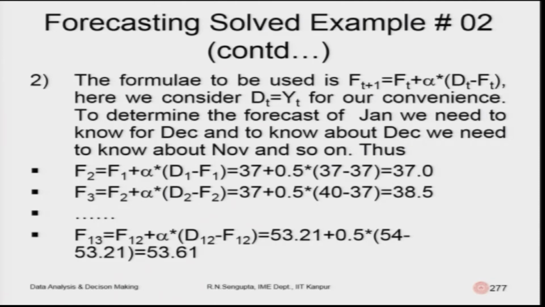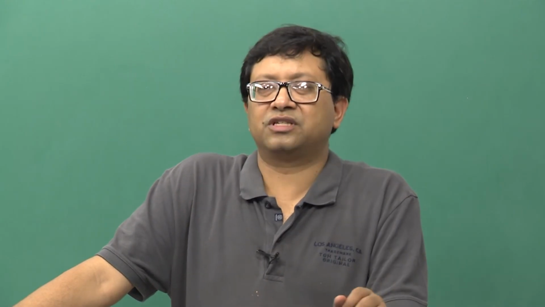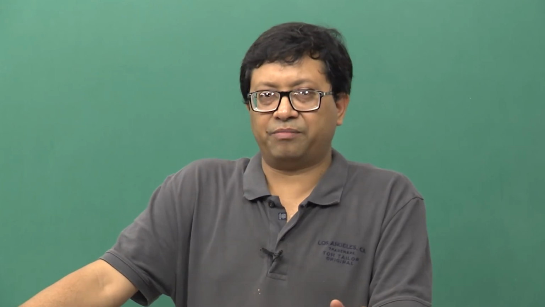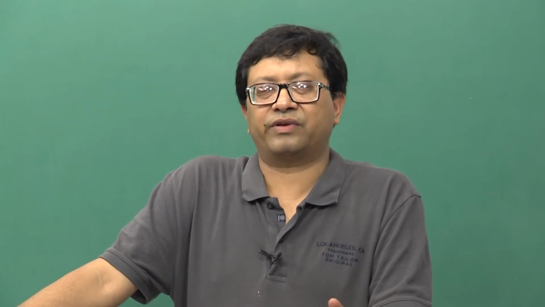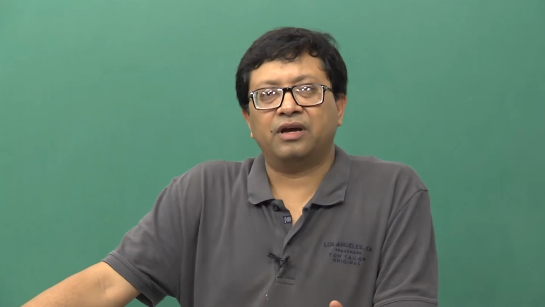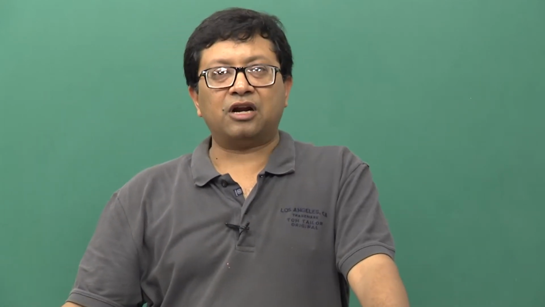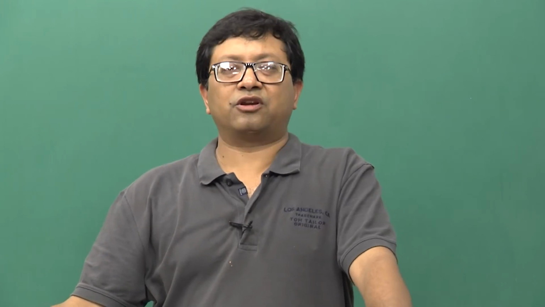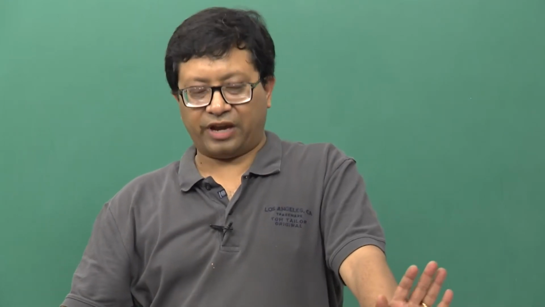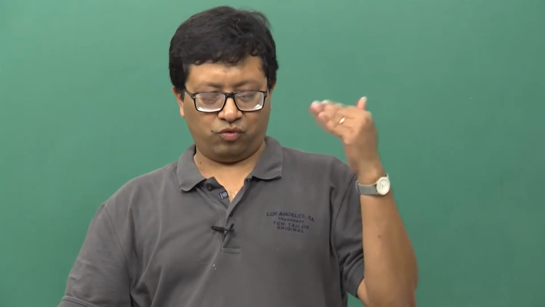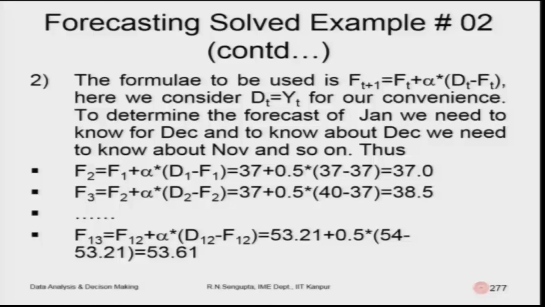So, in this way we will continue till the last value, which is basically the forecasted value of time period 13, equal to the forecasted value of time period 12 plus alpha times, in that bracket, the difference between the demand of the 12th time period and the forecasted value of the 12th time period. So, the corresponding values starting from F2 till F13 can be calculated.